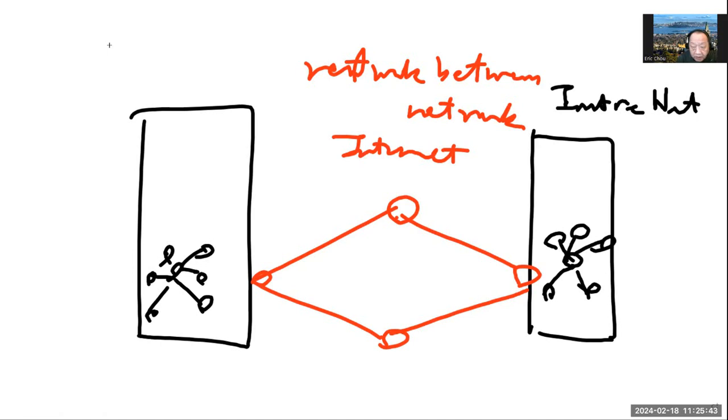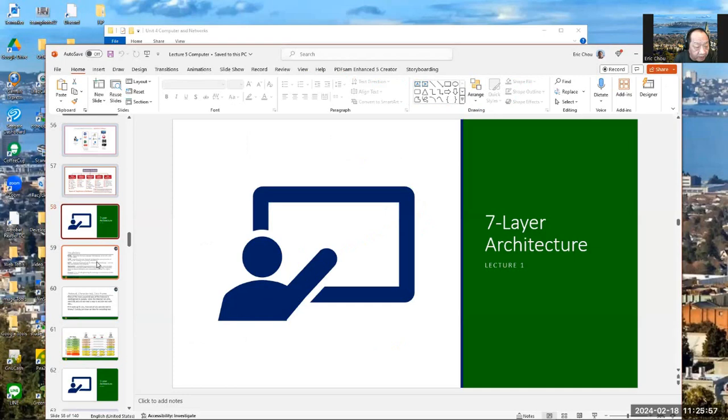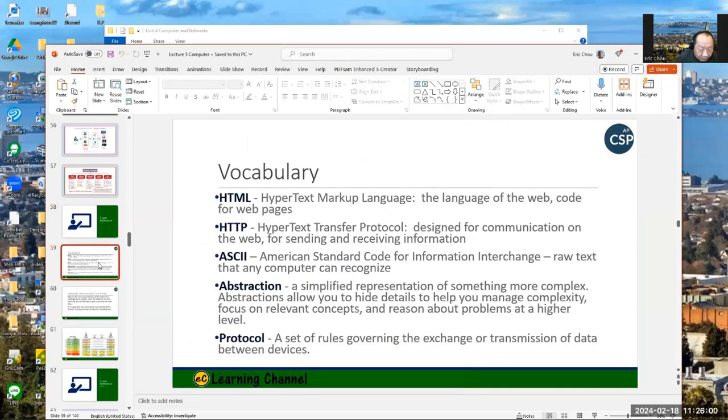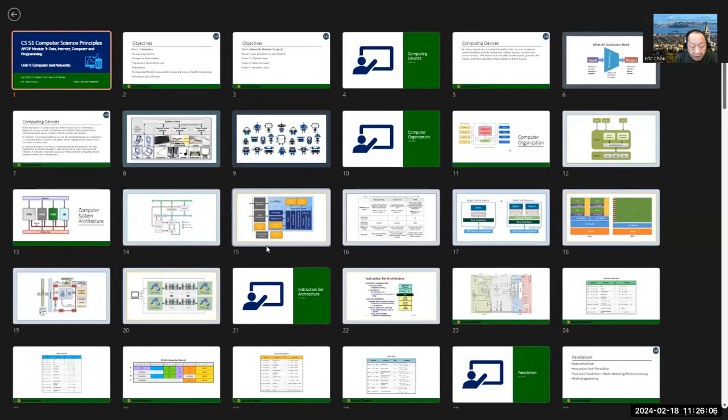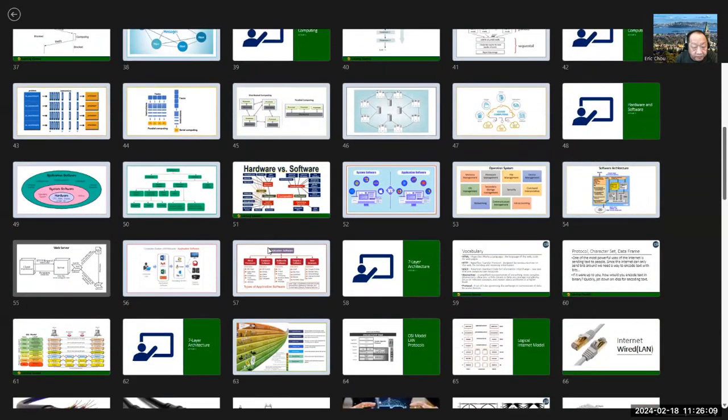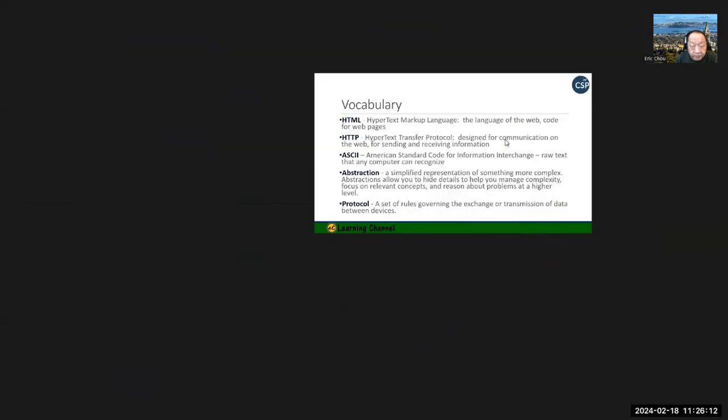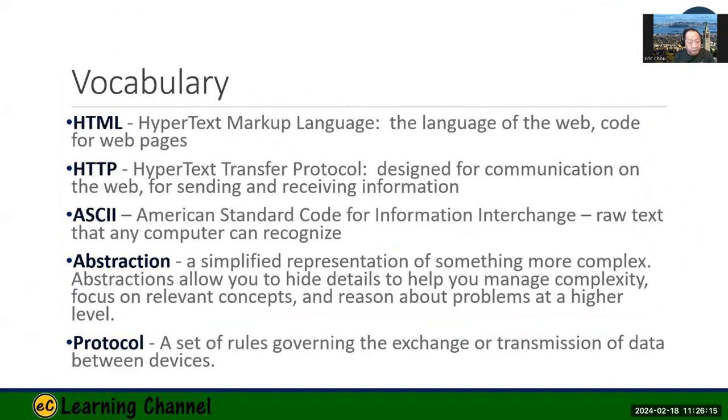This 7-layer architecture talks about how these different networks work, how they are organized, and how they function. They have a standard of 7 layers. These different terms you need to remember. What is HTML? What is HTTP? These are basic terminology you must remember. ASCII code, abstraction protocol, special protocol. Protocol is a set of rules governing the exchange and transmission of data between devices. You must remember them.